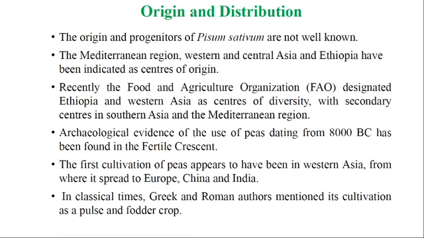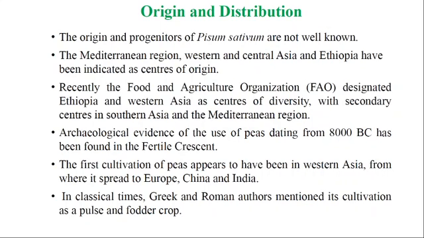We use it in these ways. The origin and progenitors of Pisum sativum are not well known. The Mediterranean region, Western and Central Asia, and Ethiopia have been indicated as centers of origin. Recently, the Food and Agriculture Organization designated Ethiopia and Western Asia as centers of diversity, with secondary centers in Southern Asia and the Mediterranean region.